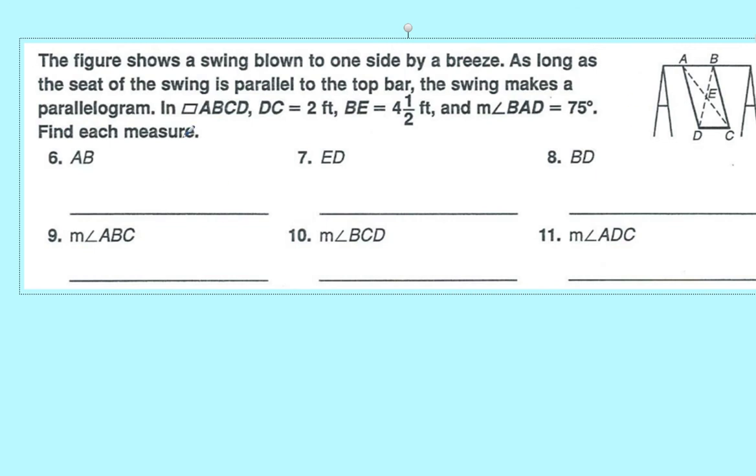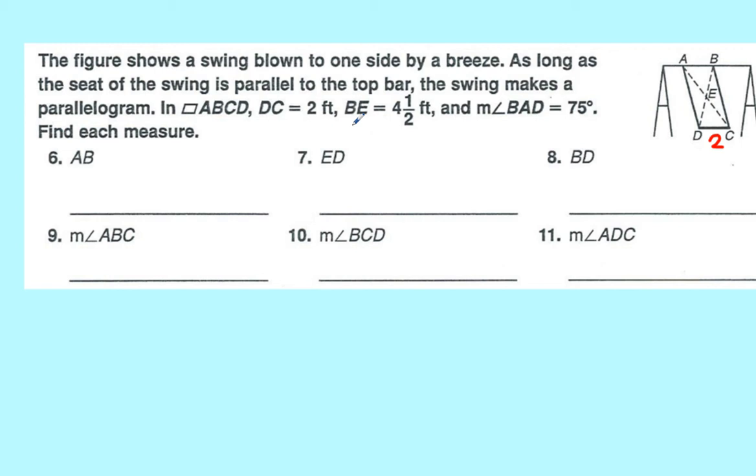Parallelograms. We got a swing blown to one side by a breeze. Oh, that's cute. With little A's on the side. As long as the seat of the swing is parallel to the top bar, the swing makes a parallelogram, as seen here. So it says DC is 2 feet, so that's 2. BE is 4.5, so 4.5. And BAD, that's this angle here. We can't call it angle A, because AEB is here too. This is 75 degrees. So fill in the missing sides.